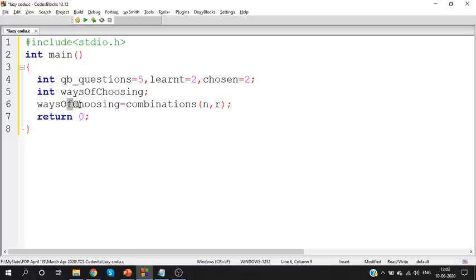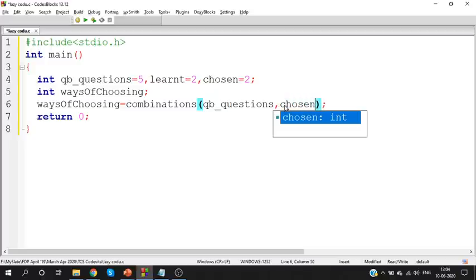Okay. You need to know the number of ways of choosing the question. How will I know the number of ways of choosing the question? I should supply n value. I should supply r value. What is n value? The total available set. From which set are we choosing? From the question bank only we are choosing, right? So n is nothing but the number of questions in the question bank. From this we are choosing how many questions? 2 questions. So r is nothing but the number of questions chosen. So combination of question bank questions followed by chosen values.